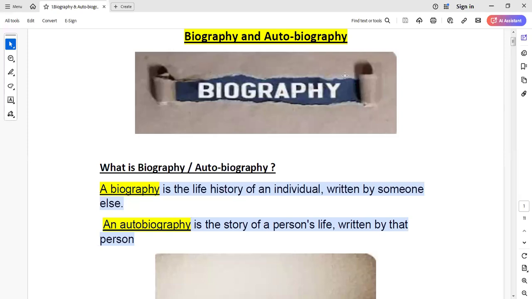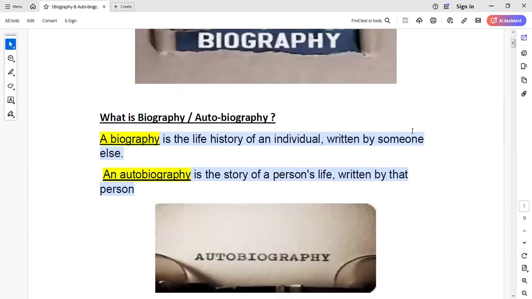Today, our session will be about how to write a biography or autobiography. First, what is a biography? A biography is the life history of an individual written by someone else.